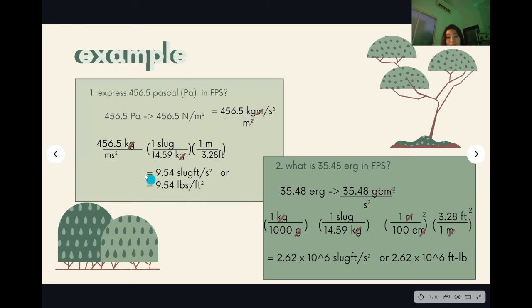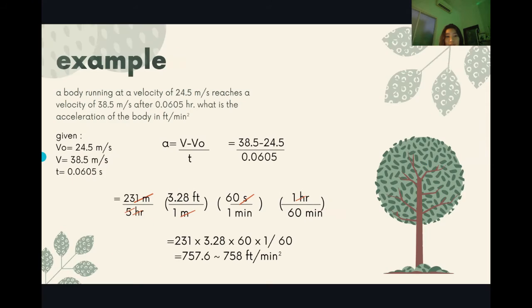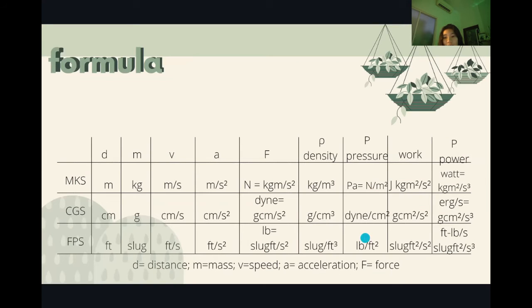We use this unit because PA is under pressure, and they asked for FPS, so we could write it as lb over ft squared, or slug ft over s squared, because PA has N in it, and N has this unit that we use. So FPS could use either of these units.